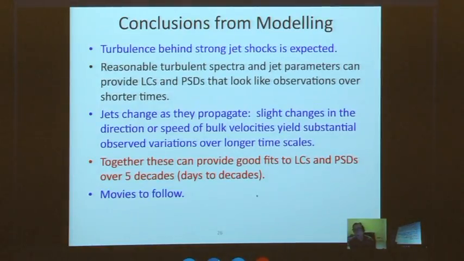time scales. But because the jet is fluctuating, the changes in the direction or the speed of that bulk velocity obviously can give us substantial observed variations, and those typically would take longer time scales for us to see them. So you might think of the turbulence as providing most of the fluctuations on time scales of days and weeks, and then the bulk velocity changes perhaps on months to decades. So overall, they give us nice fits, or at least reasonable fits, to both light curves and power spectra over these very long range in times.